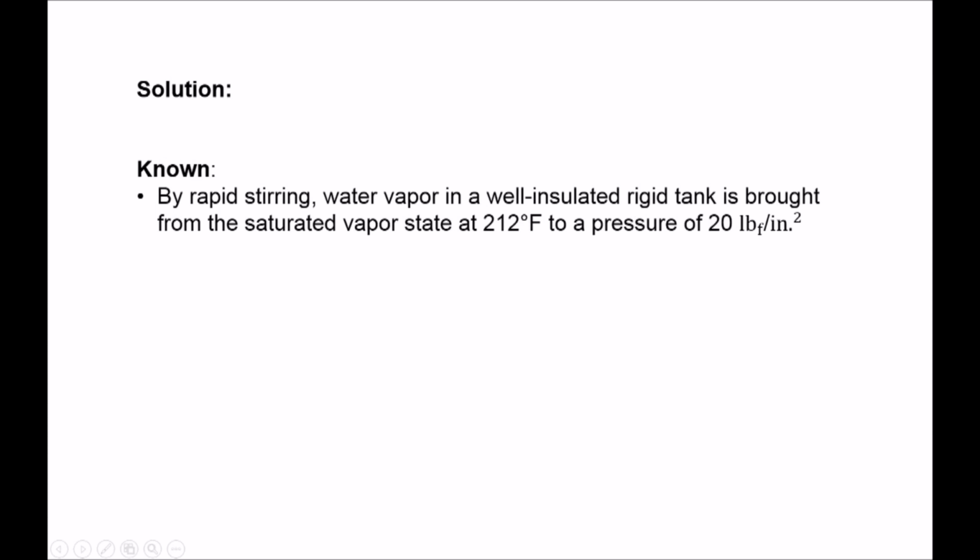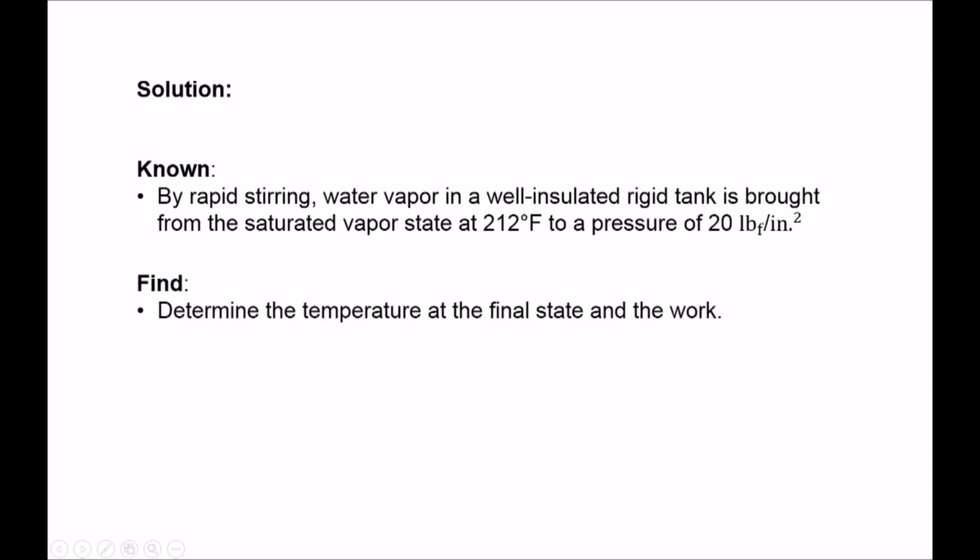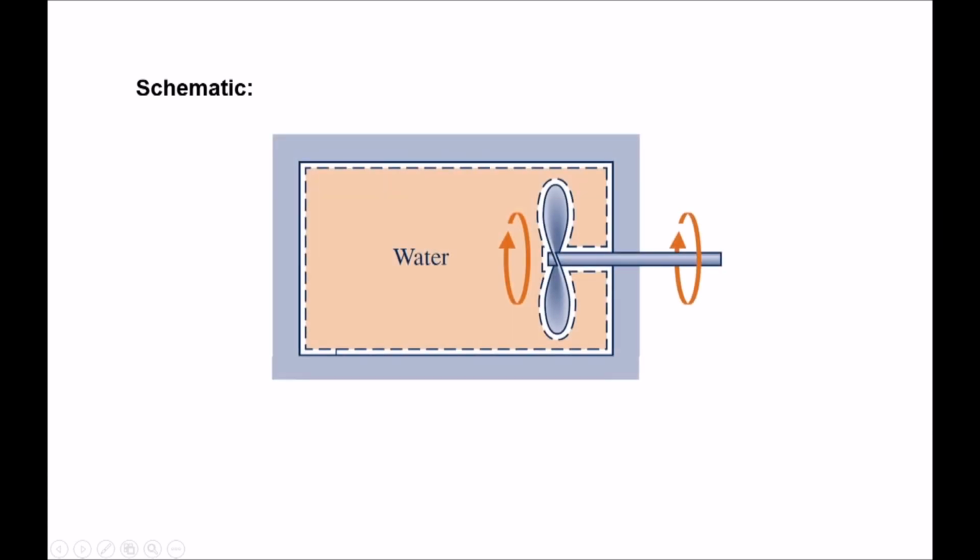The next thing to do is to summarize what we have to find. This is again the same information we highlighted in green in our critical read of the problem statement, presented again as a bulleted list. Determine the temperature at the final state and the work. The next step in the solution is to develop a relevant schematic. In this case, it was provided to us.